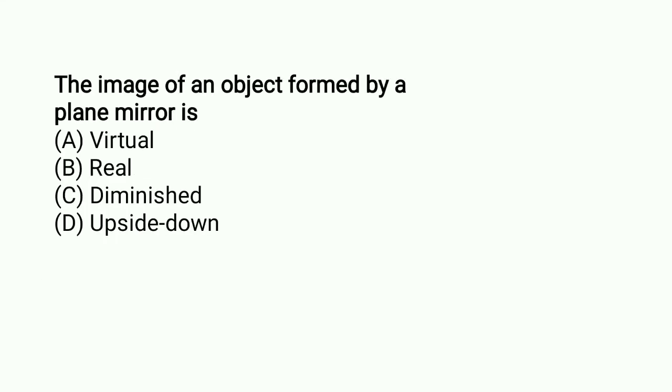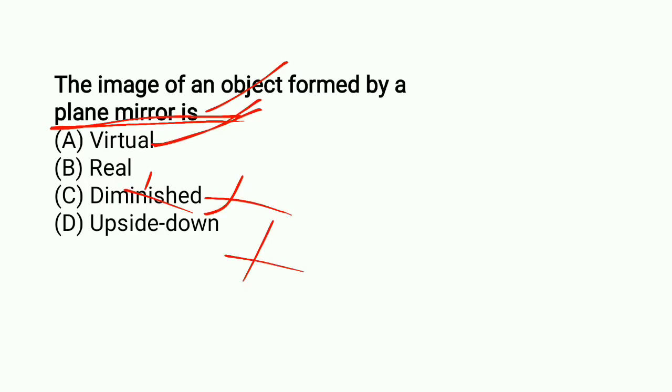Next question. The image of an object formed by a plane mirror. So what is the image of an object formed by a plane mirror? As we know, it is going to produce a virtual image, because a real, diminished, upside down image will not be produced by the plane mirror. The plane mirror produces the virtual image. So option A is the correct answer.